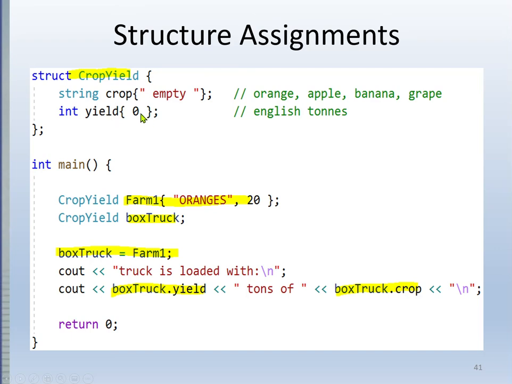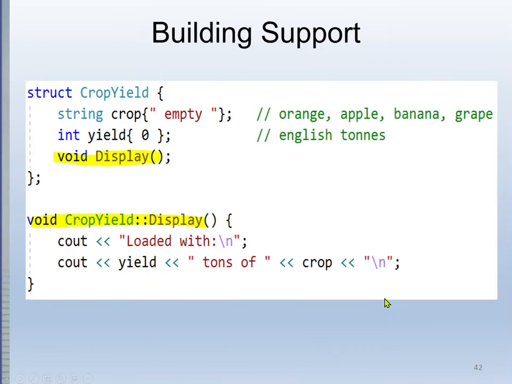Yield is set to 0. Notice I have comments to let people know what these things are. Now I have a farm. Farm number 1 has oranges, 20 tons. And I have a truck. I'm going to take farm 1 and put it in a truck. And I'm going to say truck is loaded with. Truck, show me your yield. How many tons do you have in the truck? And that will, of course, work.